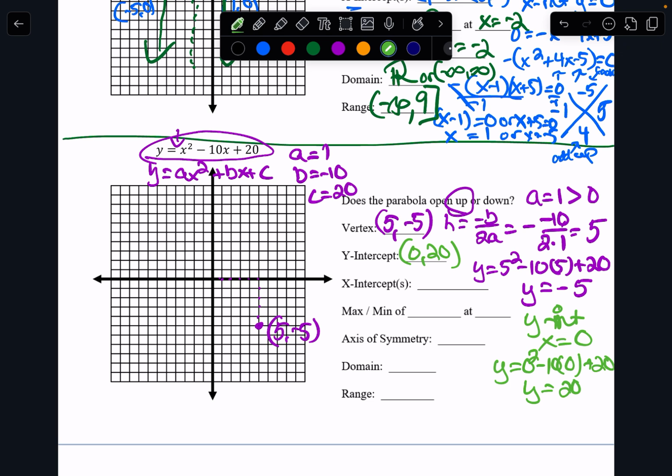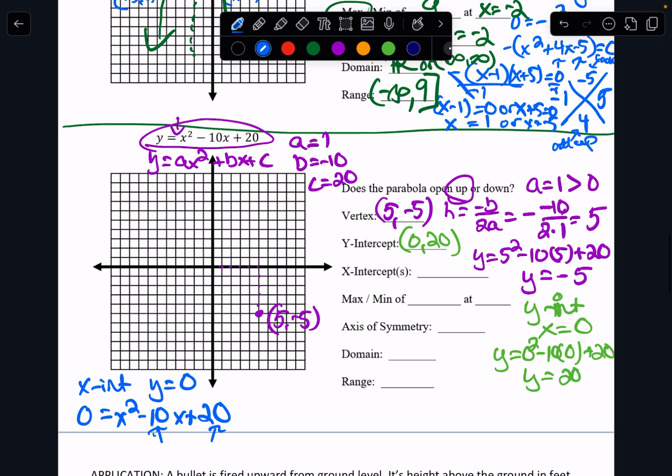So let's look at our x-intercepts, to see if we're able to graph it with just those two. X-intercept means that we're going to set y equal to 0. So 0 equals x squared minus 10x plus 20. And again, we could try looking for factors of 20 that add up to negative 10. Well, we're not going to be able to find it.